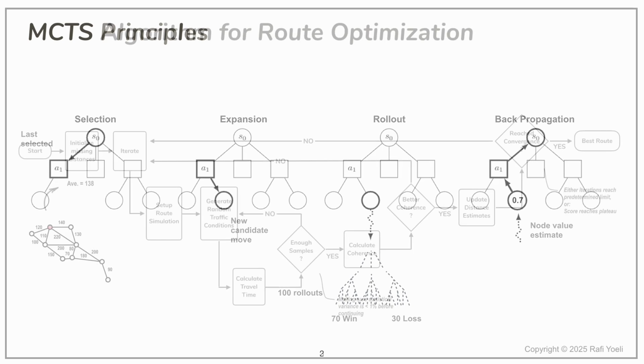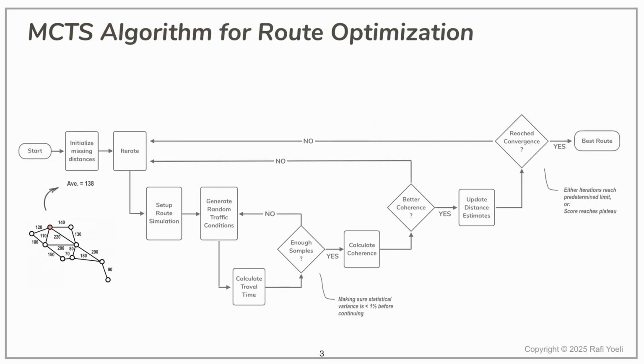So let us now have a closer look at our specific algorithm, in the context of route optimization. We start by initializing estimates for our unknown distances. These can be arbitrary, or random numbers, or for example the average of the distances known to us. In our case this comes out as 138 kilometers. This probably makes more sense in our case than just starting with an arbitrary or random number.